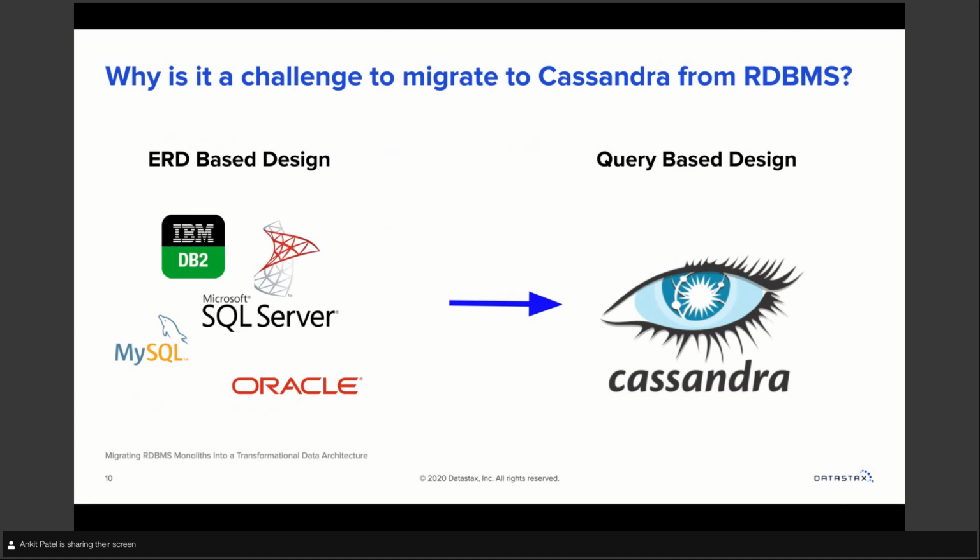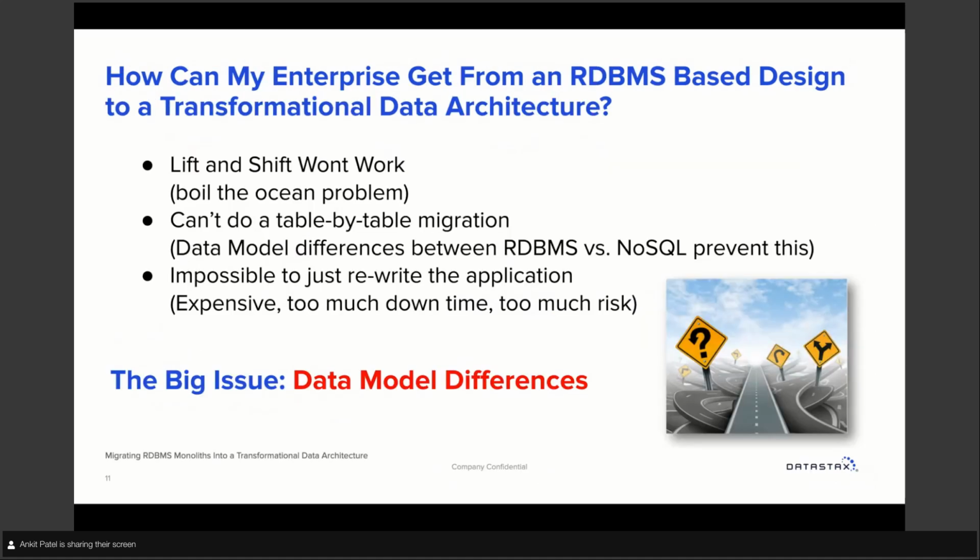So we want to ensure that we're addressing some of those challenges in this webinar here, and that leads us into this next topic around how can my enterprise get from an RDBMS based design to a transformational data architecture. And we've seen this notion of the lift and shift workload, where you say let's take the entire RDBMS ERD design pattern and lift it at once and shift it into Cassandra. So that's really the boil the ocean problem, and that has a lot of challenges.